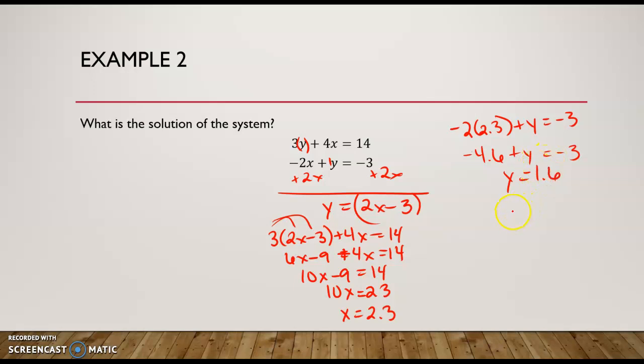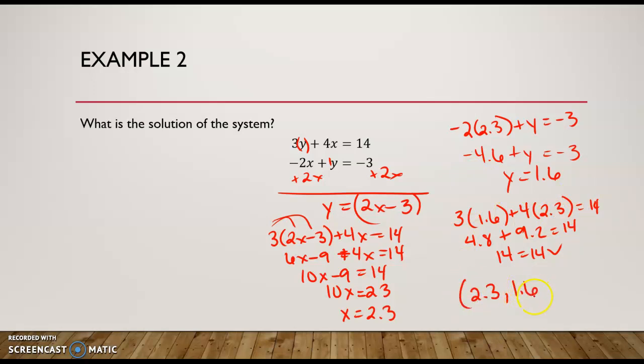And if you're like, I'm not sure, Mrs. Cartwright, so we use the bottom equation to find y, so I'm now going to check it in the top equation. 3 times 1.6 plus 4 times 2.3 is going to equal 14. 3 times 1.6 is 4.8. 4 times 2.3 is 9.2. And 4.8 plus 9.2 is 14. So it works, which means my answer is 2.3, comma 1.6.